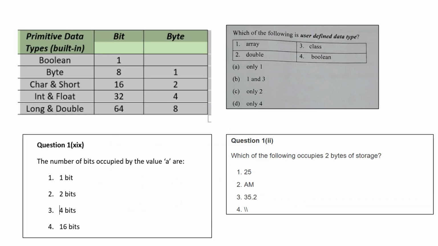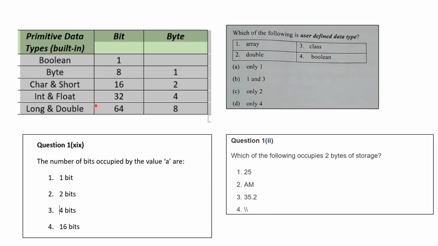Let's move further. All our primitive data types occupy some memory. So what memory do they occupy? Boolean occupies 1 bit, and byte occupies 8 bits, that is 1 byte. So always remember 1 byte is equal to 8 bits. Char and short both occupy 2 bytes, that is 16 bits. Int and float occupy 4 bytes, that is 32 bits. Long and double occupy 8 bytes, that is 8 into 8, 64 bits.